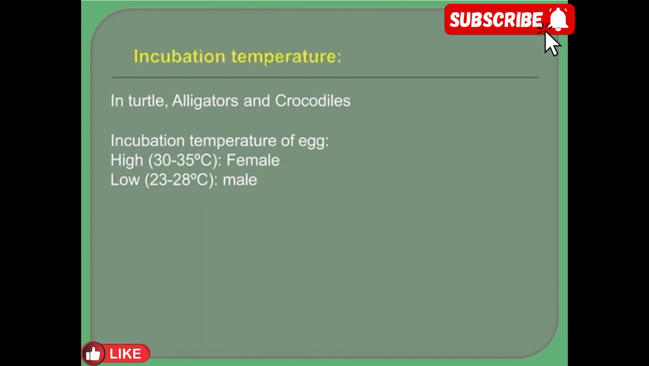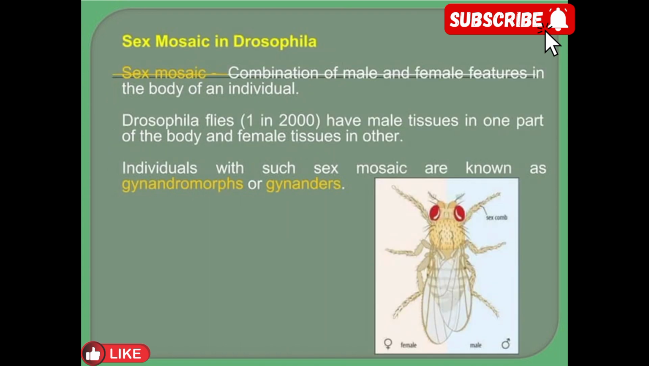Incubation temperature. We also said that the environment has its own role in the determination of the sex of an individual. For example, in turtles, alligators and crocodiles, which belong to the reptiles, if the incubation temperature of the egg is high, for example 30 to 35 degrees centigrade, females will develop. If the incubation temperature is 23 to 28, males will develop. That's why we can say that the environment has its own role in the determination of sex.